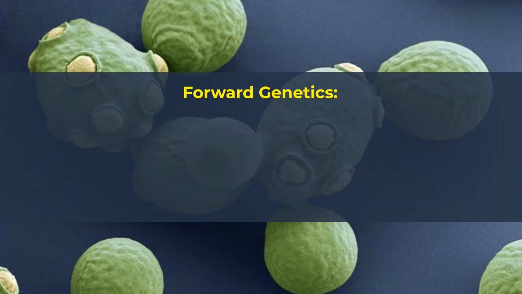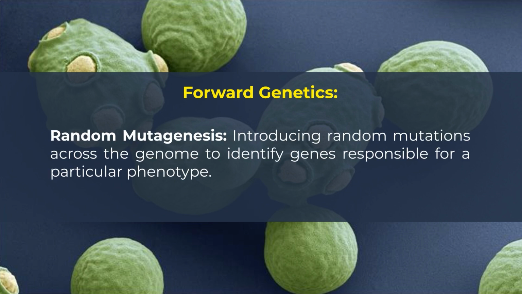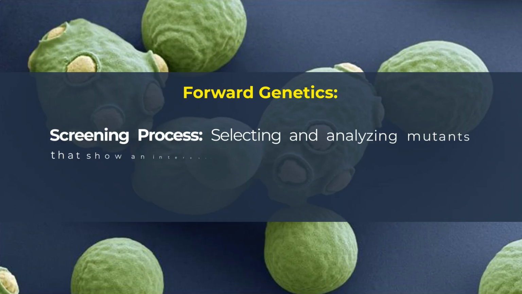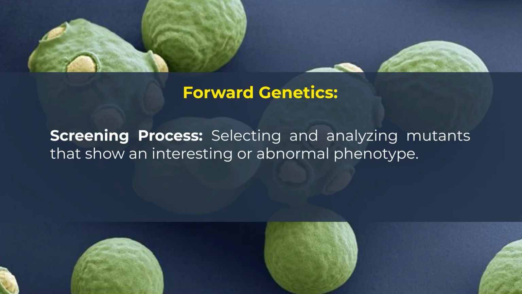The first one is forward genetics. It involves random mutagenesis, the introduction of random mutations across the genome to identify genes responsible for a particular phenotype. It's like a knockout. If you are looking for a particular phenotype and you remove a particular gene and the phenotype is absent, that means that gene was useful. What is the screening process in forward genetics? Selecting and analyzing mutants that show an interesting or abnormal phenotype.